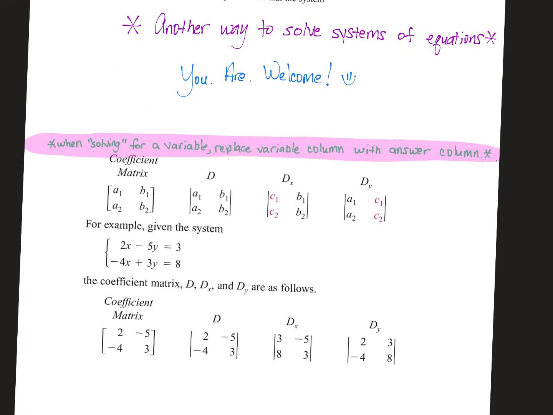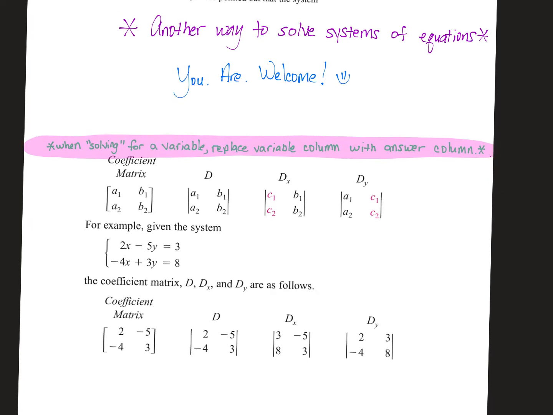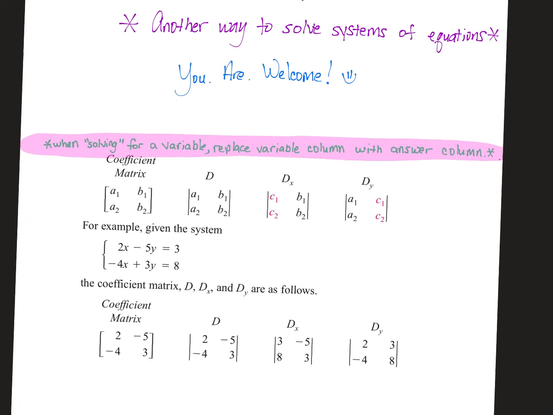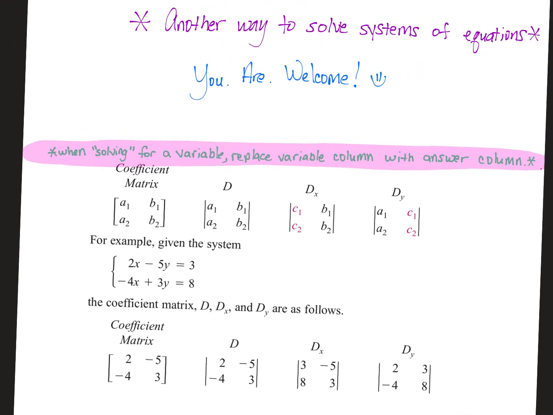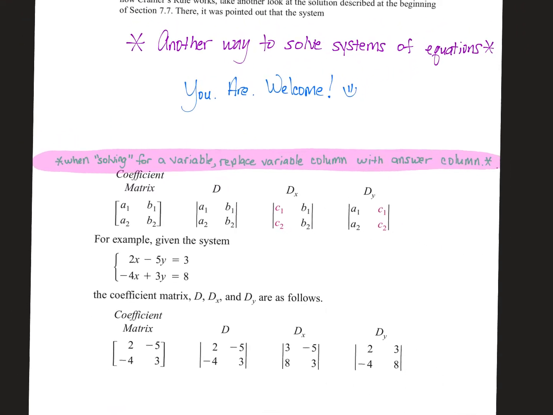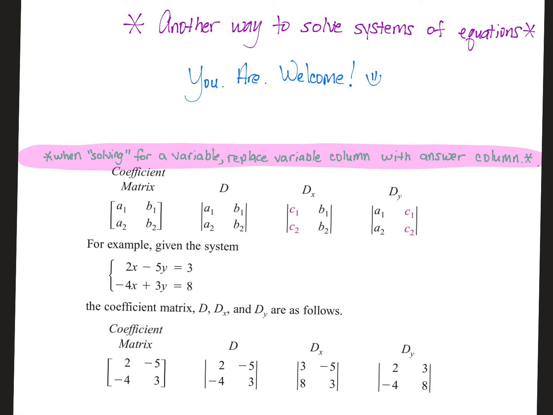When you solve using Cramer's rule, you're just using a whole bunch of different matrices. What I have written here, highlighted, says when you're solving for a variable, replace the variable column with your answer. The first thing you're going to do is find the determinant of the coefficients. Then you're going to find the determinant of x, determinant of y, determinant of z, however many variables, and you're going to divide. It's super duper easy, I promise.